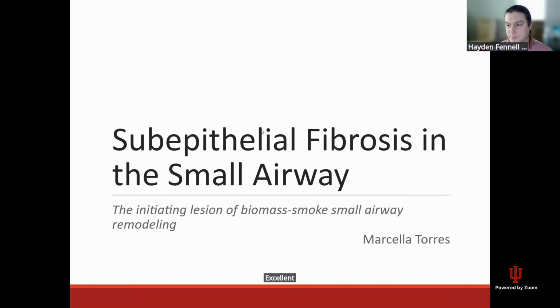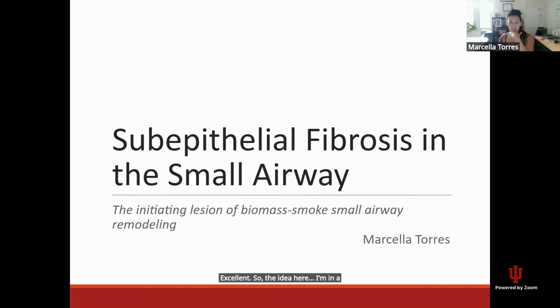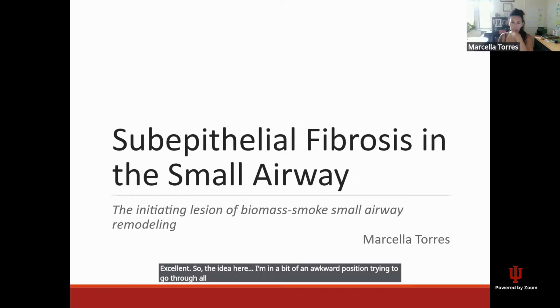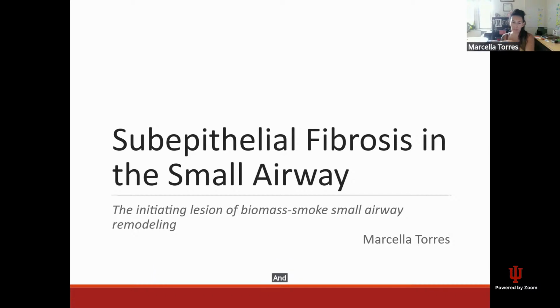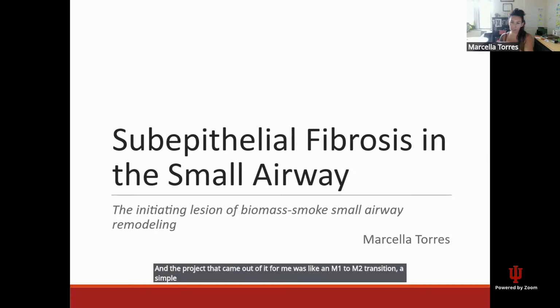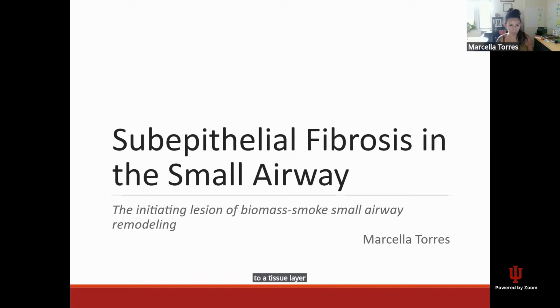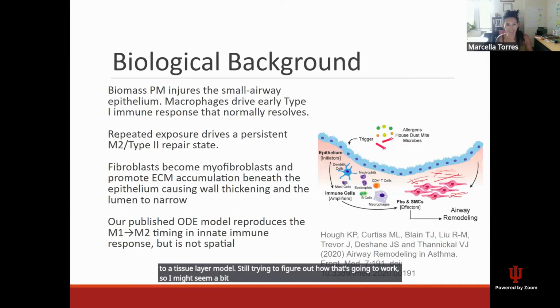Excellent. So the idea here, I'm in a bit of an awkward position trying to go through all of my notes from a year ago. Actually, I participated in this in 2023, and the project that came out of it for me was like an M1 to M2 transition, a simple M1 to M2 transition with parameter scans. But I ended up building the rest of that model as an ODE, and now I'm hoping to connect that to a tissue layer model. Still trying to figure out how that's going to work, so I might seem a bit confused as I present this.